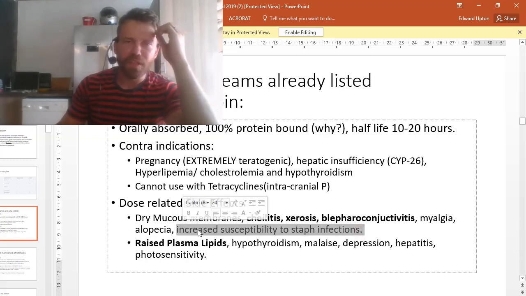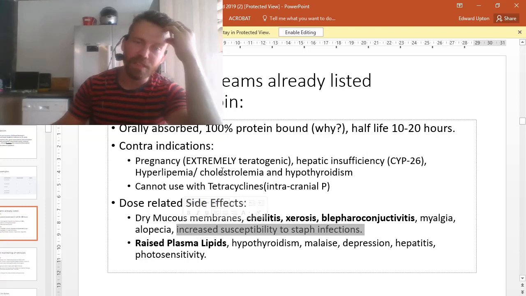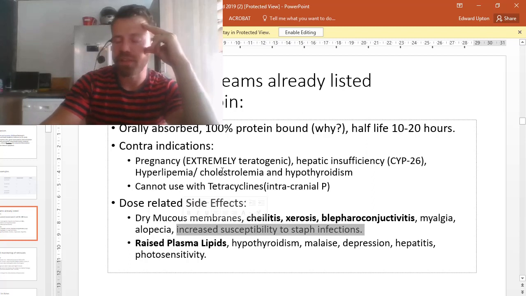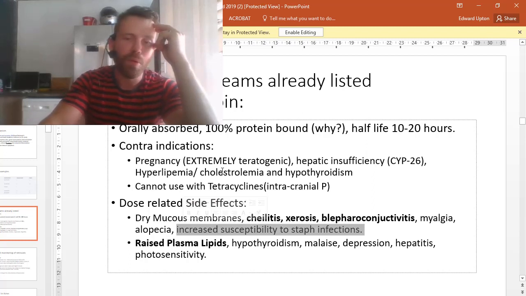So that will just be something that you have to watch out for. So I mean, that's not something that's contraindicated, but it's something that can happen. And if it does happen, you just have to be aware that this patient most likely is getting a new boil somewhere.